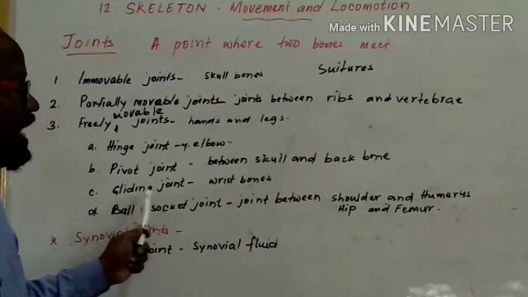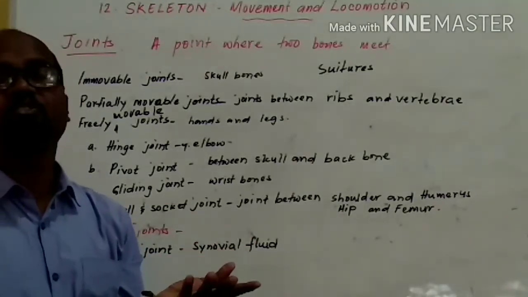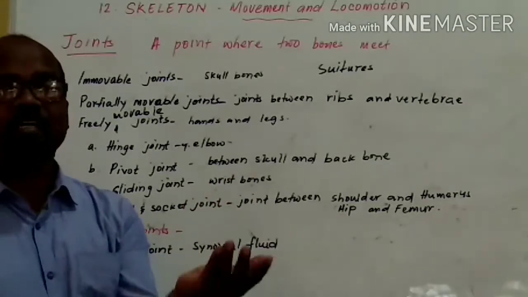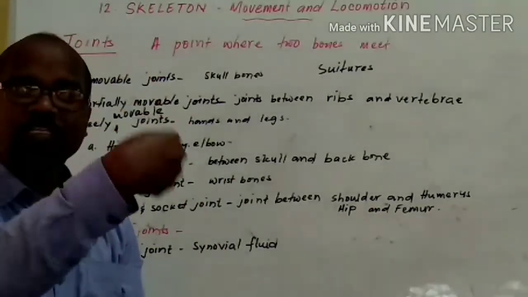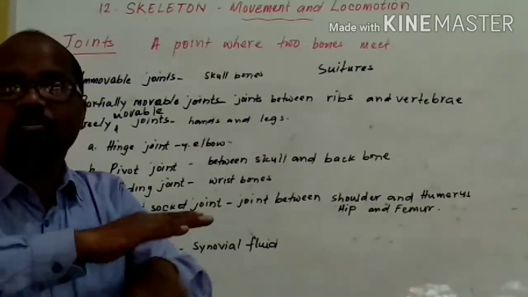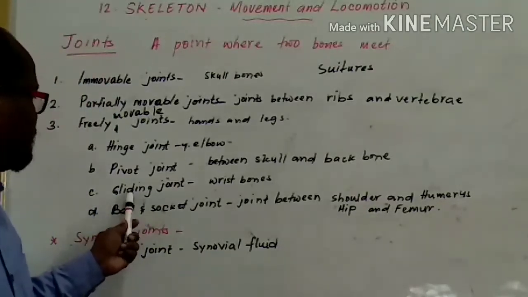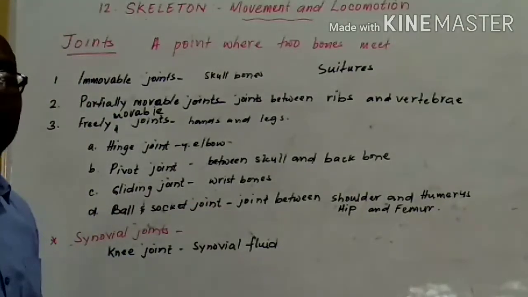The next one is gliding joints. Now, gliding joint is also called as sliding joint, because in the wrists and the ankles, when we move like this, they glide upon each other. So this joint allows a gliding movement. So that is what we have: gliding joints, wrist bones and the ankle bones.